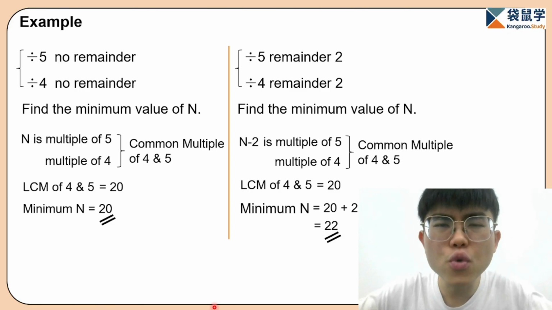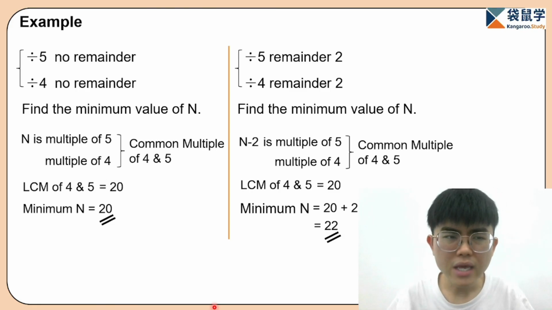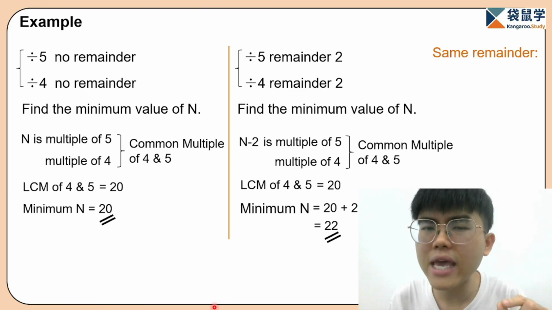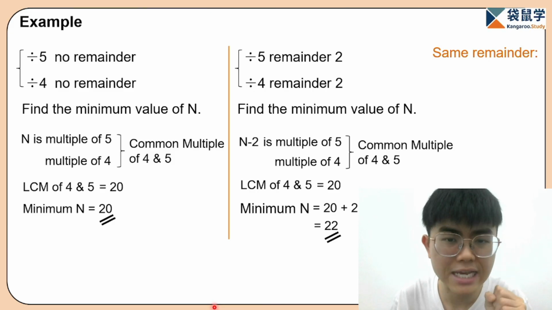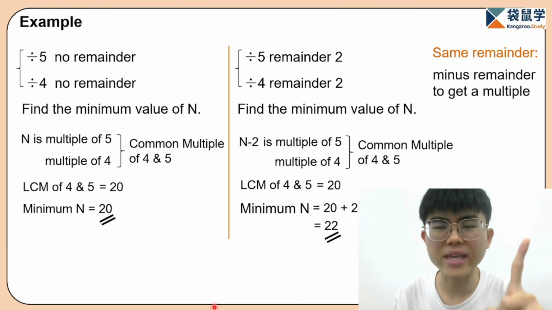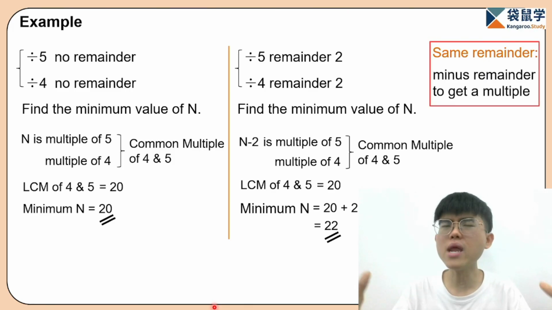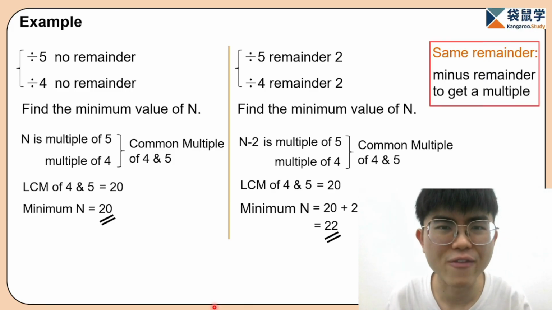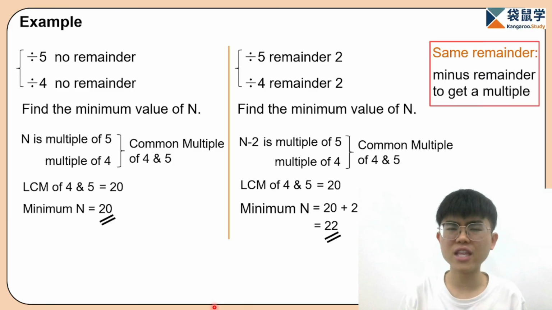Okay, everyone. You see that from these two examples, what do we learn? You see that when we have the same remainder, what do we do in this case? We minus the remainder and then we get the multiple. So this is what we learned from this example right here. Okay, everyone. Now let's have a look at another example.